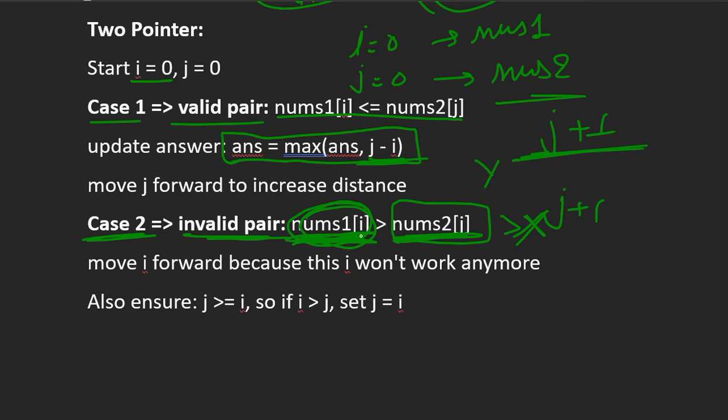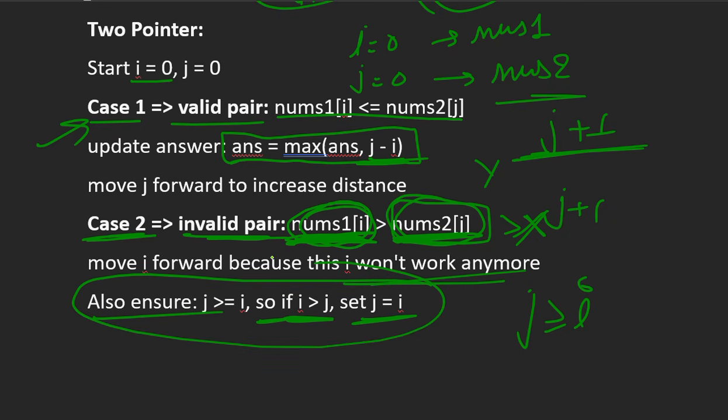Y will be surely smaller than this element. We don't know about whether it will be smaller than this element or not, but it will be smaller than this. So we increase I, and we keep increasing I until we do not get a valid case, right? And the other thing is that we also want j to be greater than or equal to I. So if at any point I becomes greater than j, then we make j equal to I, right?